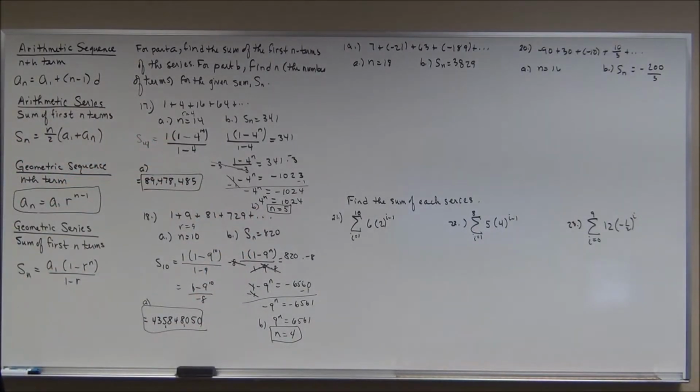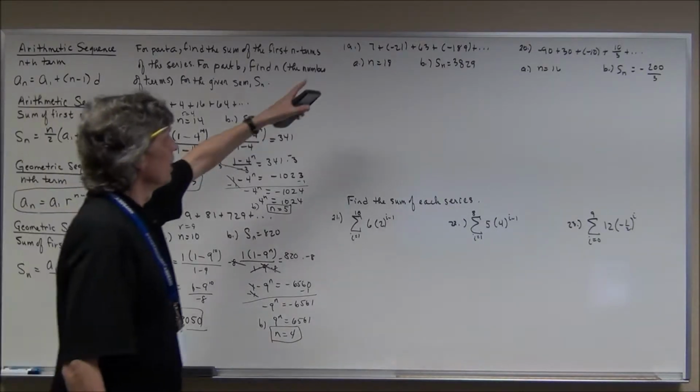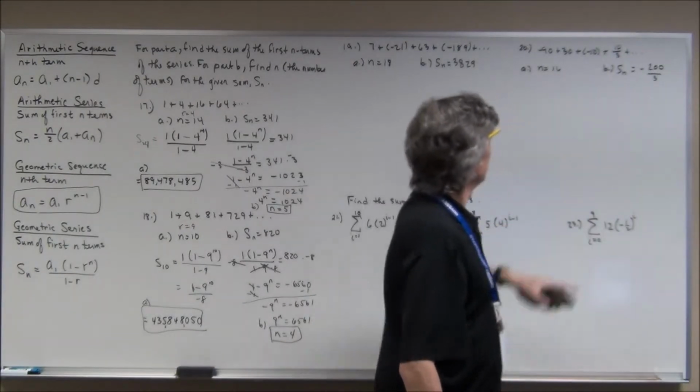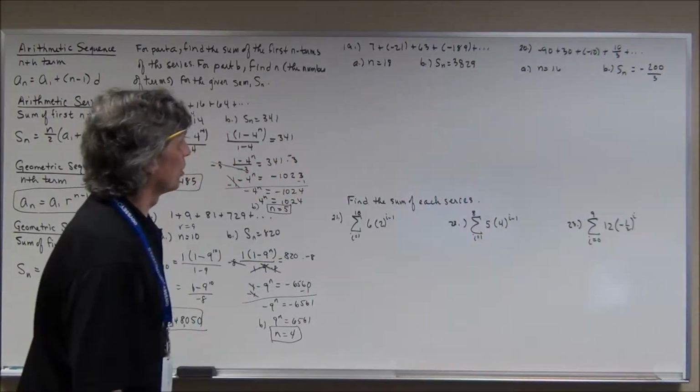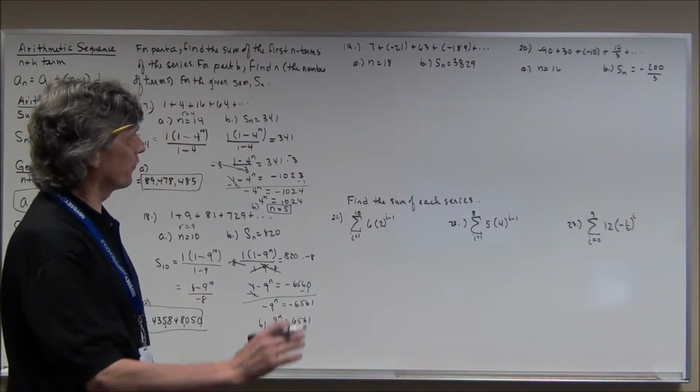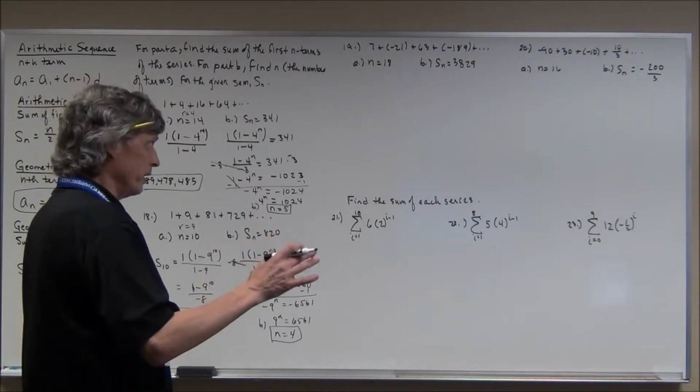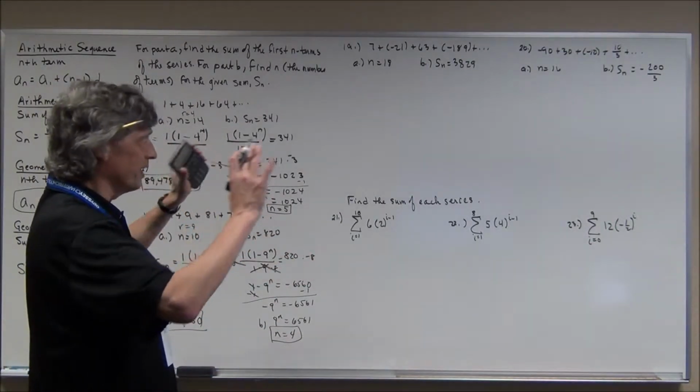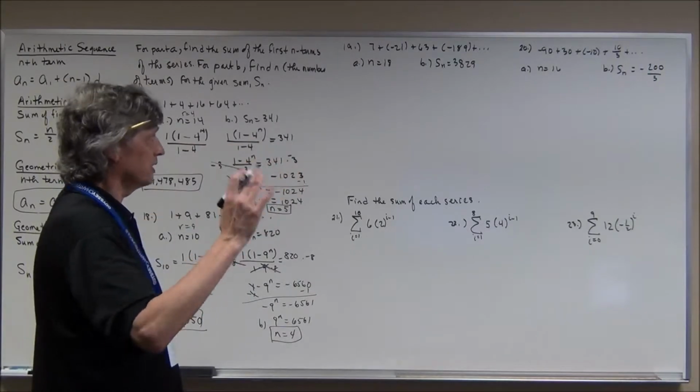These problems are the same exact kind of problem, except they gave you alternating series, which means that the signs alternate back and forth from positive to negative, from negative to positive. But you're going to work it the same way. It's just a little different, and your ratio is negative.